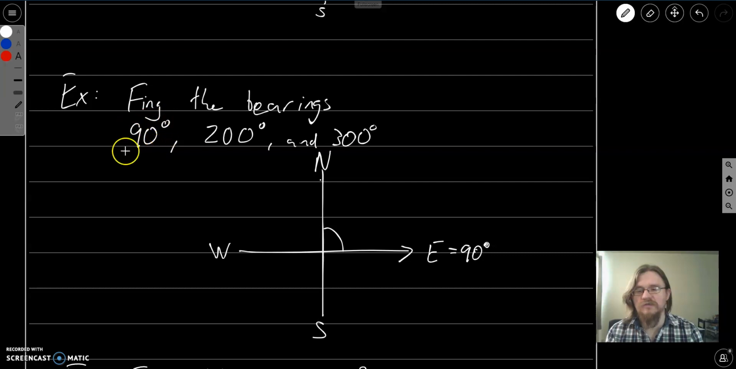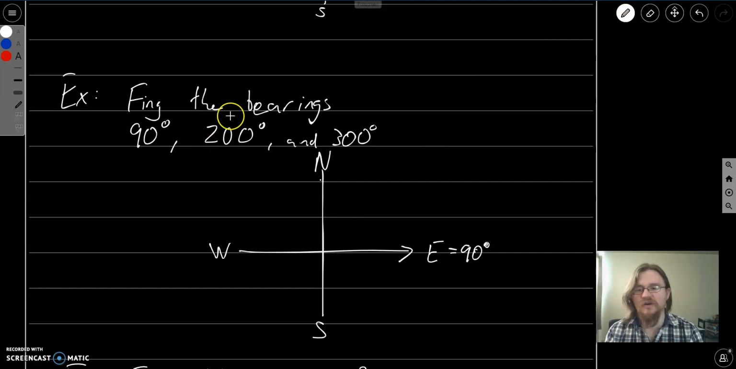So if you are listening to, say, planes or ships talk to one another and they say we are going in this direction at this many miles per hour with a bearing of 90 degrees, well, 90 degrees will mean due east.